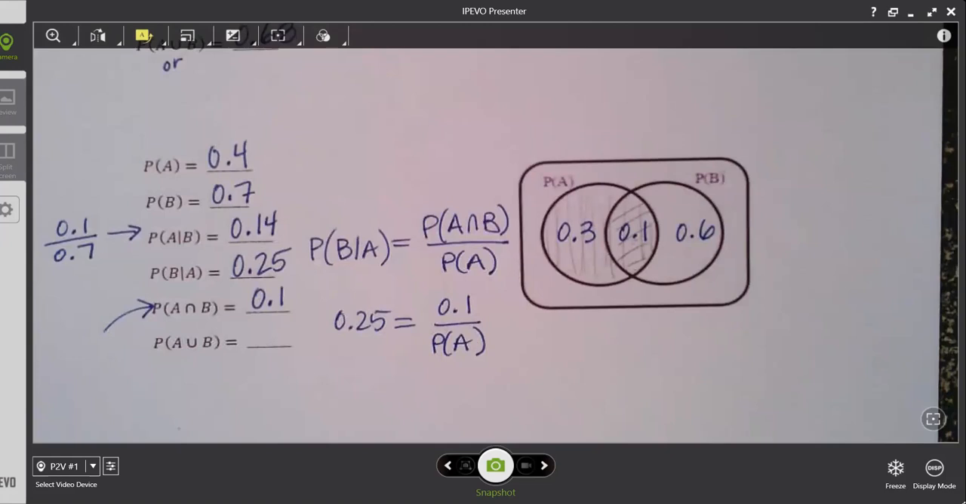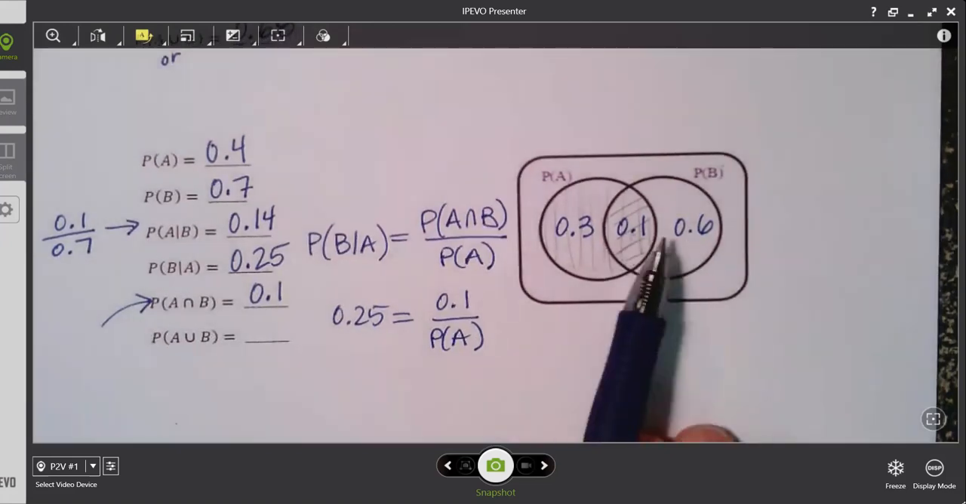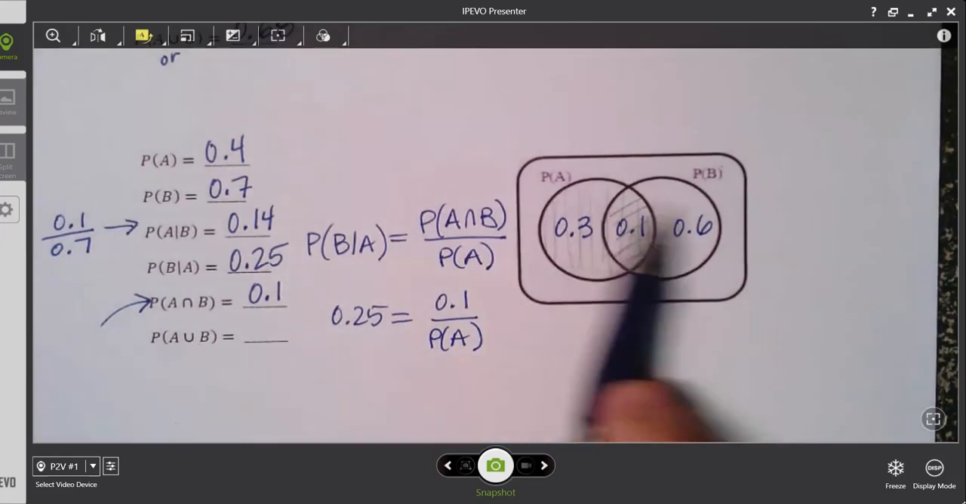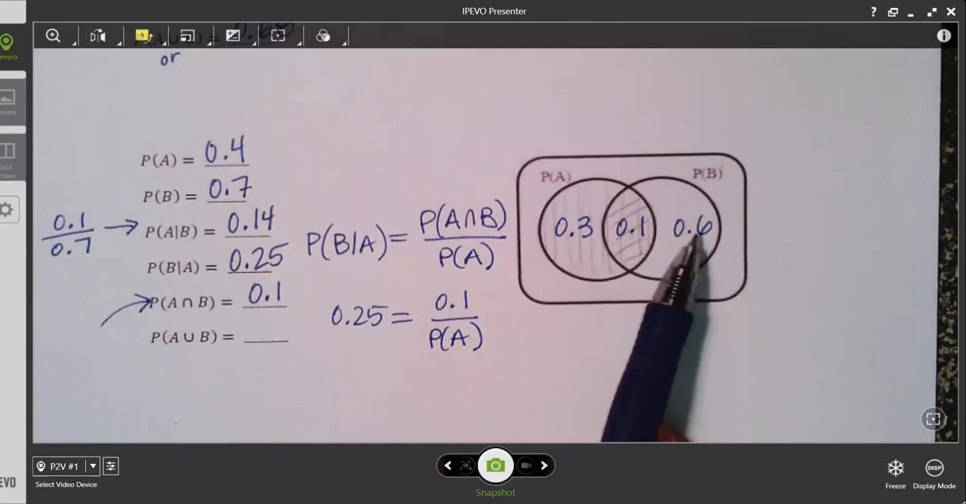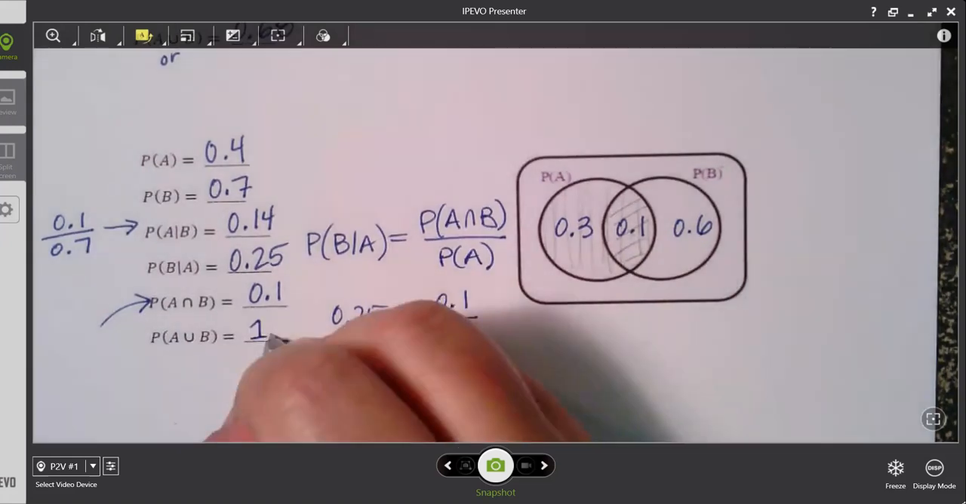Okay. Interesting thing about this one, if you want to know what the probability of being in A or B is, that's basically in either circle, you could just add these up, 0.3 plus 0.1 plus 0.6, that's a 1. So there's nothing outside in this one. I'm just going to say 1.0.